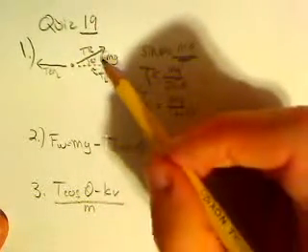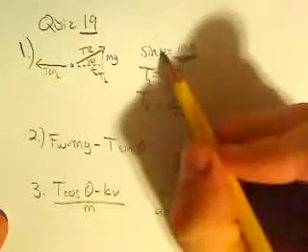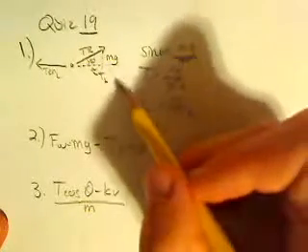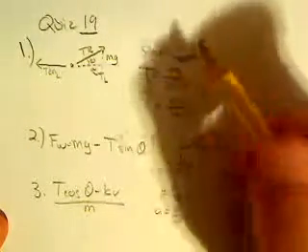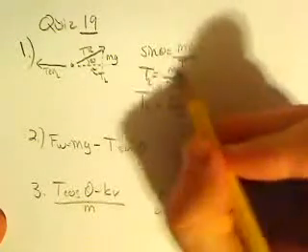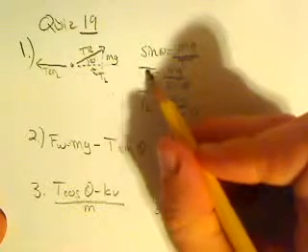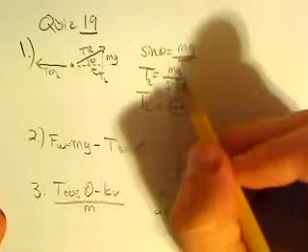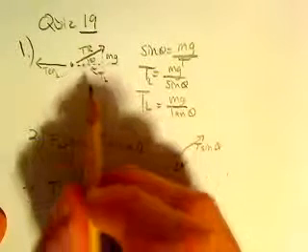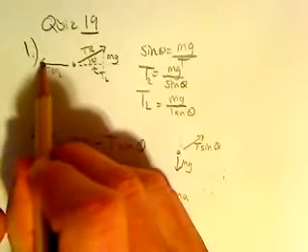So if we construct this simple triangle here, we can find that the sine of theta is going to be equivalent to the mg over the tension in the right. So therefore, if we swing that over and swing that under, the tension in the right is going to equal mg over sine theta.